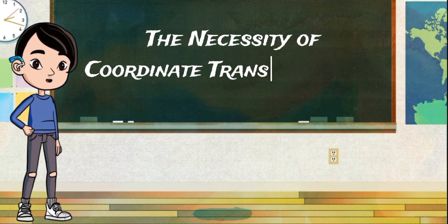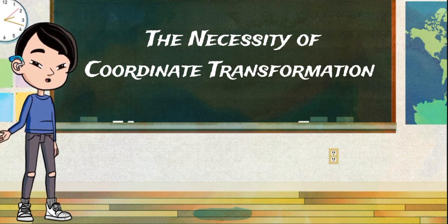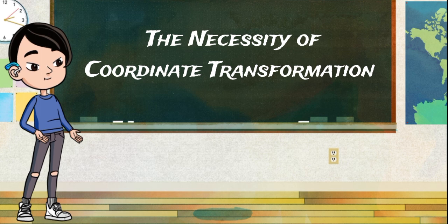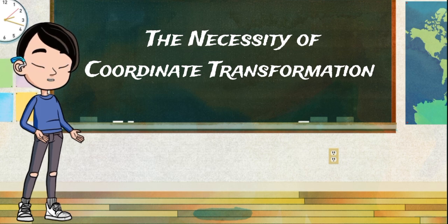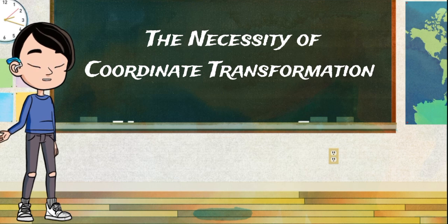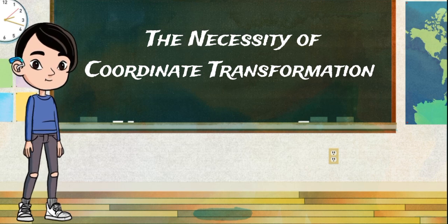Our mapping systems rely on accurate positioning, but they often use diverse standards. This is why we need coordinate transformation, which is the process of changing a point's coordinates from one system to another. It is the key to bridging diverse geographic systems for precision.